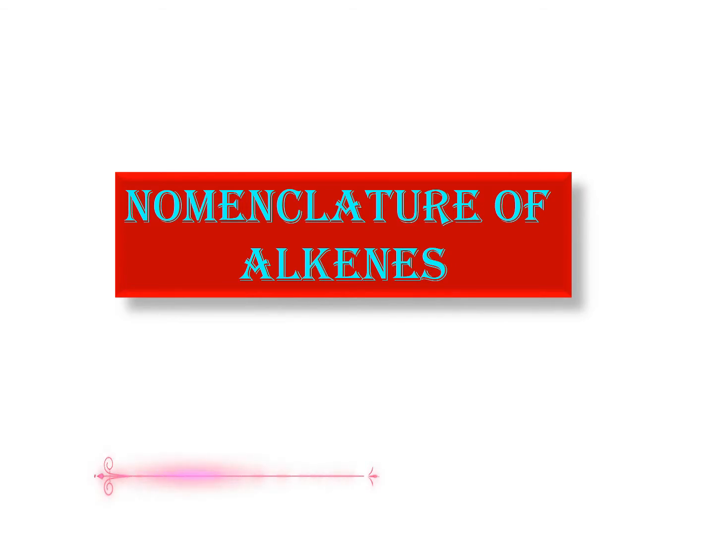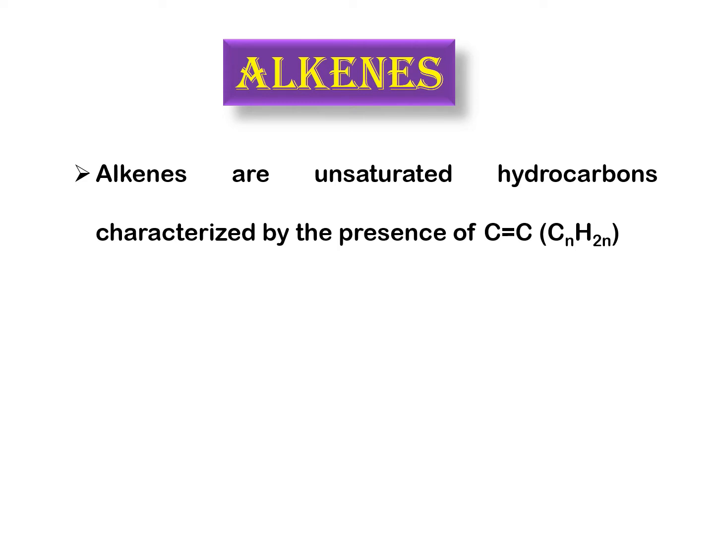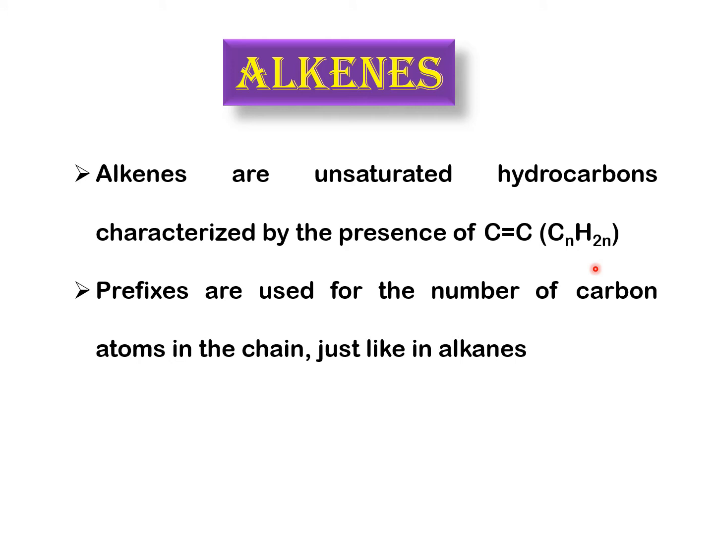Hello guys, let's learn how to name alkenes according to IUPAC nomenclature. Alkenes are unsaturated hydrocarbons that are characterized by the presence of a carbon-carbon double bond. The general formula by which we can represent alkenes is CnH2n. Just like alkanes, we would use prefixes for the number of carbon atoms in the longest possible chain. But now the name would end with -ene rather than -ane, as we had seen in alkanes.